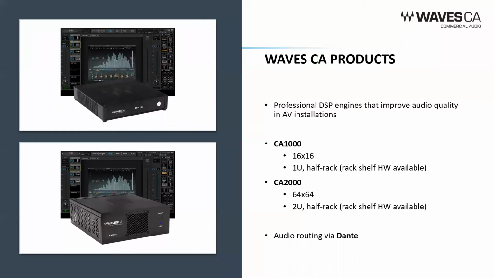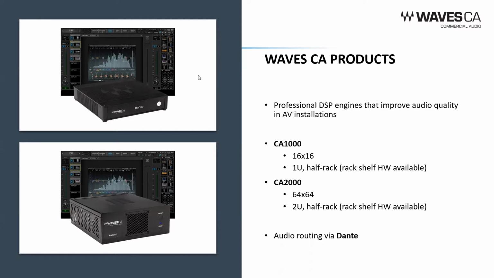The Waves CA products are new products for Waves. We have two products to introduce you to, the CA1000 and the CA2000. Both products are professional DSP engines that will improve the audio quality across any type of AV installation, especially using the Dante network. We will talk about how we route our signals in via Dante.